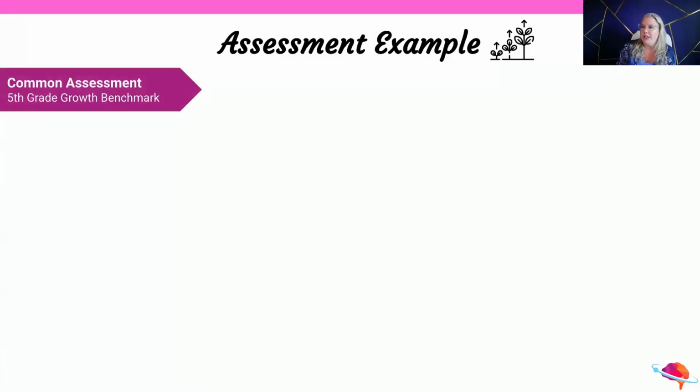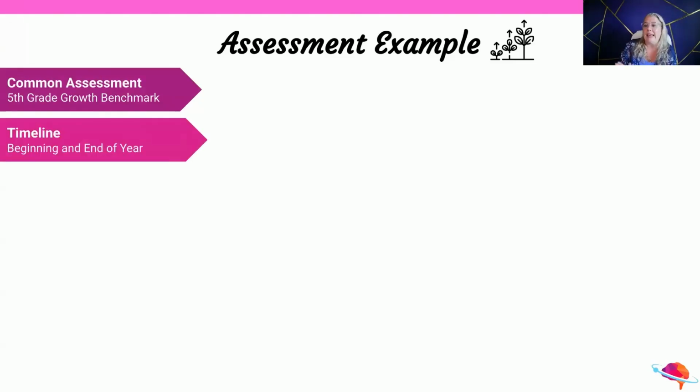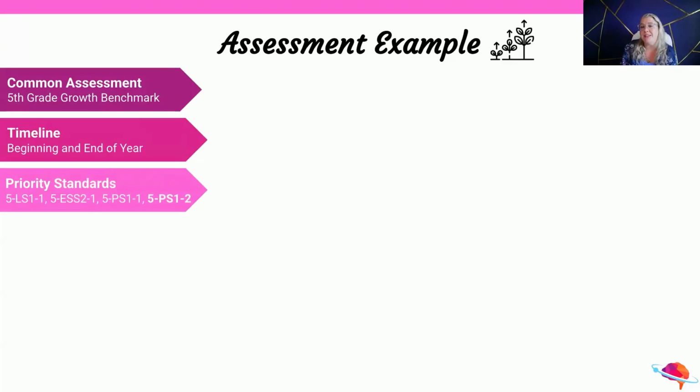So the one that I picked for us to do a deeper dive into is their fifth grade growth benchmark. So this is administered to all the fifth graders within this district. They give this benchmark at the beginning of the year, and then they give the exact same benchmark again at the end of the year. And the priority standards that this district has focused to work on is 5 LS11, 5 ESS21, 5 PS11, 5 PS12. There are a lot of different methodologies and reasonings behind picking different priority standards. It really depends on what you and your team want to focus on, but these are the 4 that they picked for fifth grade.